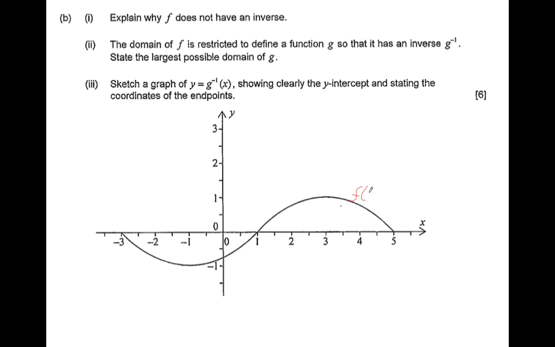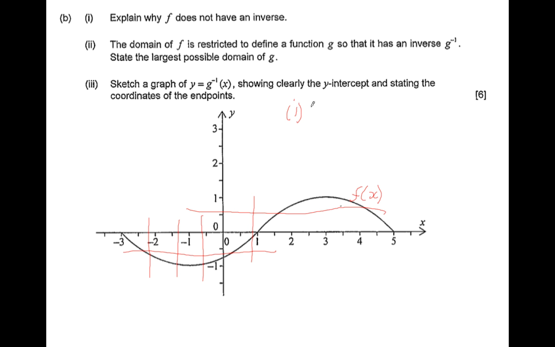This is the f of x function. Explain why this has no inverse. Well, the definition of a function, of course, is that it passes the vertical line test here. If we make an inverse of it, then we also need to make sure it passes the horizontal line test. So clearly it doesn't pass the horizontal line test.